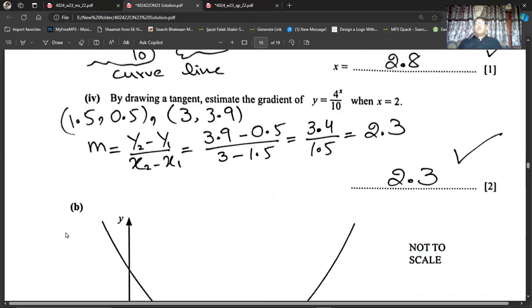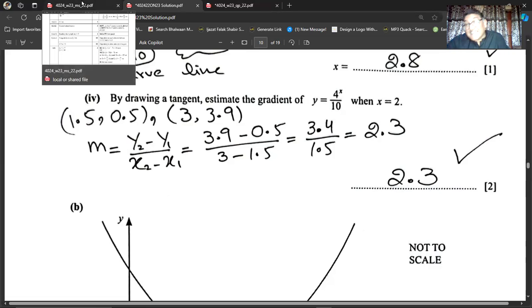Then I will apply the formula for the gradient. The formula for the gradient is y2 minus y1 divided by x2 minus x1, so I will substitute the values. So 3.9 minus 0.5 divided by 3 minus 1.5. That will be equal to 3.4 divided by 1.5, and that is 2.3. So the gradient of the tangent is 2.3.